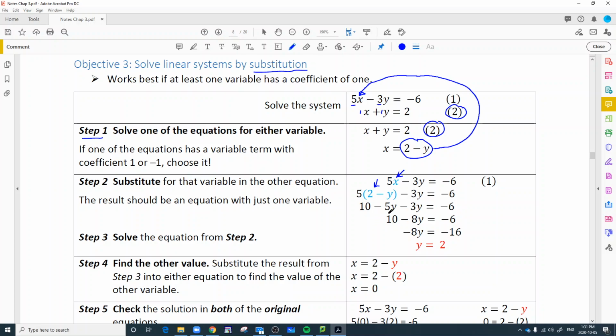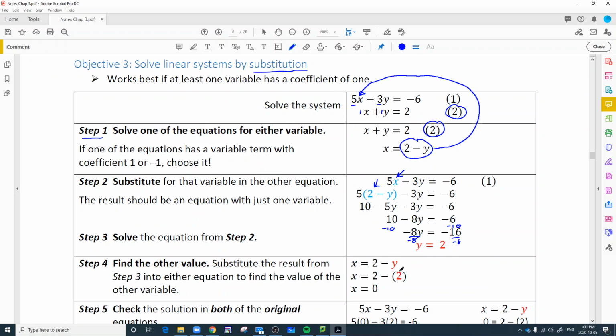Then I collect like terms. I do -5y minus 3y is -8y. Then I isolate the y by subtracting 10 from both sides. And I'm left with -8y equals -16. Then I divide each side by -8, and I'm left with y equals 2. That means that for both of these equations up here, y is 2.